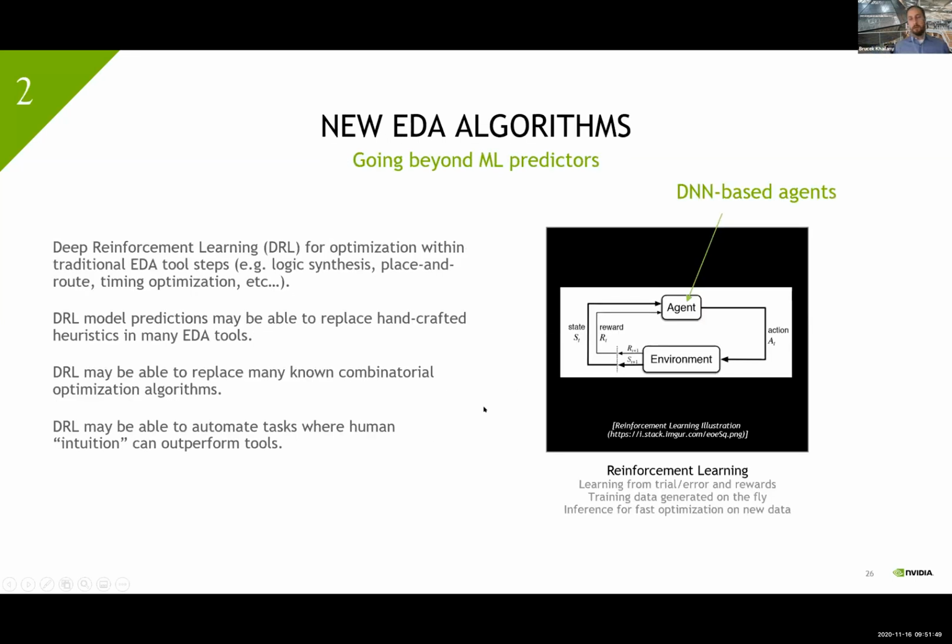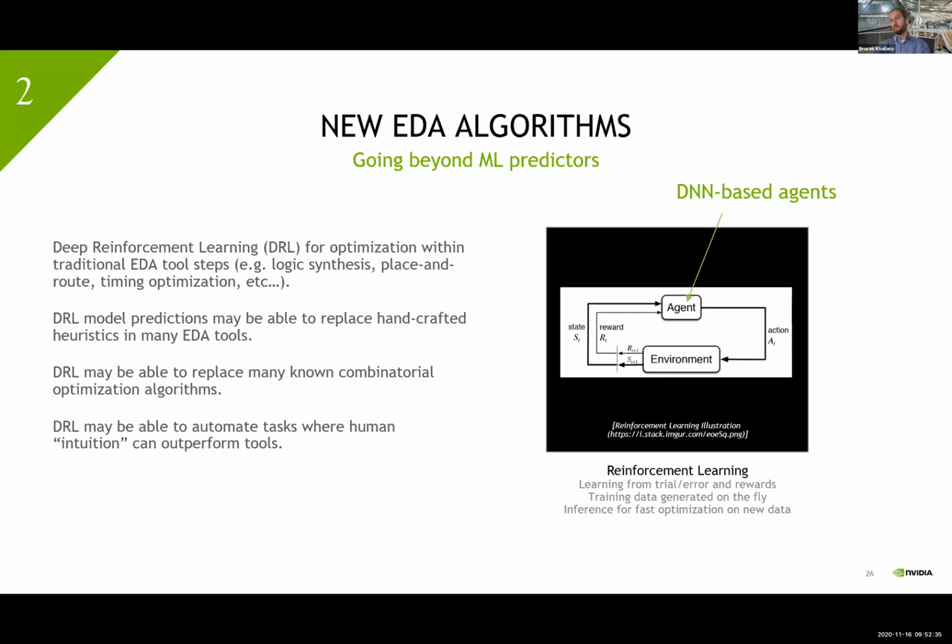The second area that we've been thinking about as future work aligns somewhat with what Andrew was talking about this morning, which is, so far we've used machine learning more as predictors that augment existing flows. But we're starting to see evidence that we could use tools such as deep reinforcement learning to do optimization, to either augment existing known algorithms, or perhaps even replace handcrafted heuristics in many EDA tools, or automate tasks where previously we haven't seen that automation has worked compared to human intuition.